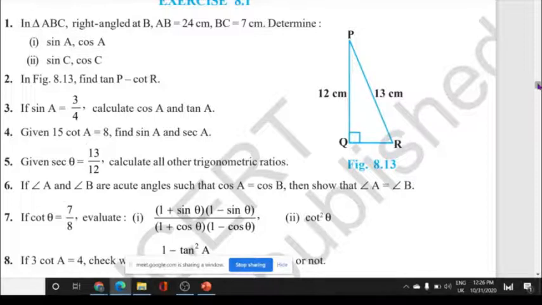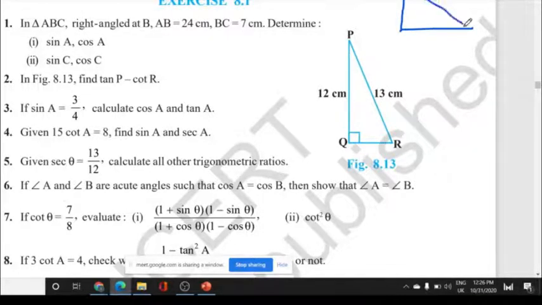Okay. Now, let us look at exercise 8.1. Are you ready? In right triangle ABC, right angled at B, we can draw a right triangle ABC here. B is here. AB is equal to 24 centimeters and BC is equal to 7 centimeters. Determine sin A, cos A, sin C, cos C.